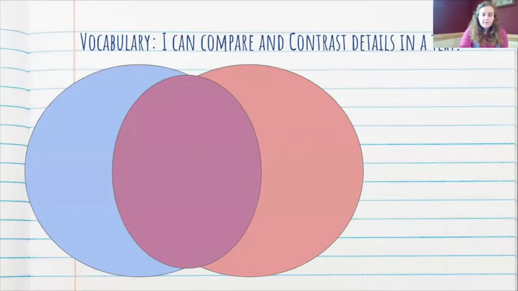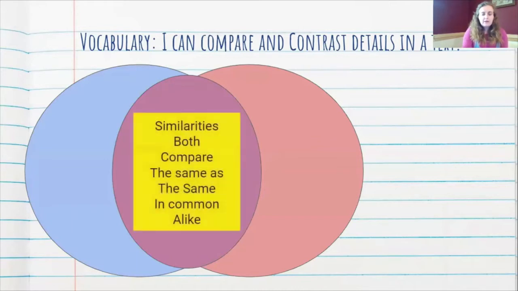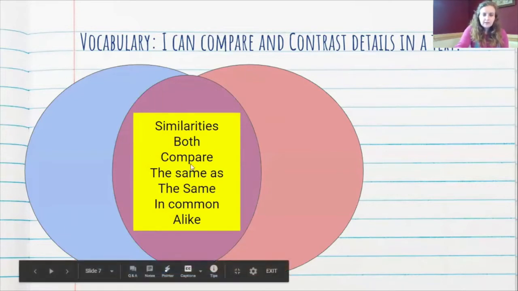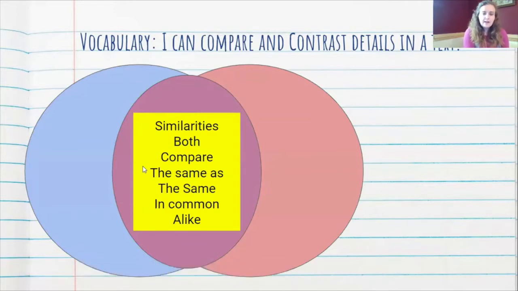So when we are talking about comparisons, I know you probably already know this, but I'm just gonna review it real quick. Comparisons are our similarities, and these are some of our signal words that you see on the screen. So similarities: both, compare, the same as, the same, in common, alike. Those are all words that tell me things in common, or that means to compare, okay?